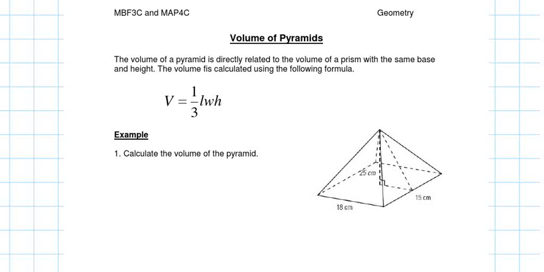Okay, so today we're going to finish with the volume, and then we're going to go over the volume of pyramids and the volumes of cones. So the volume of a pyramid is directly related to the volume of a prism. Do you guys remember what the volume of the rectangular prism was?